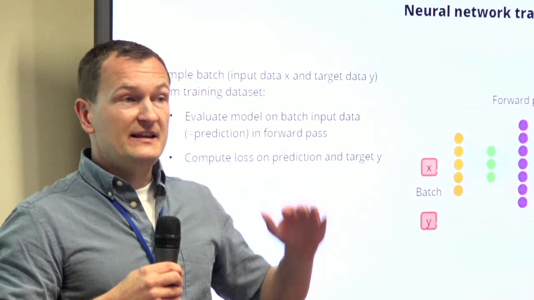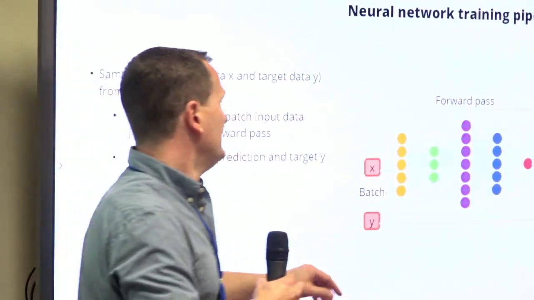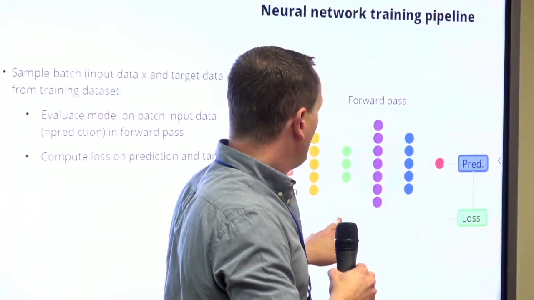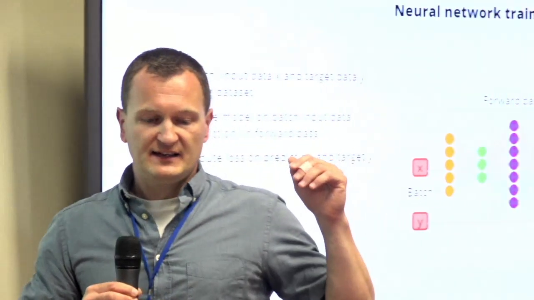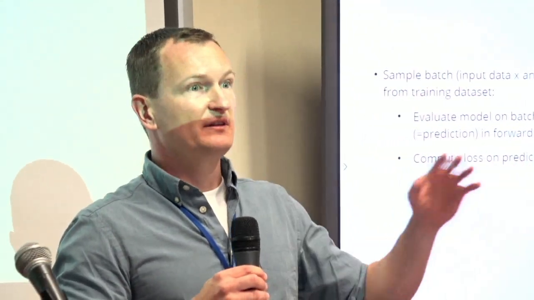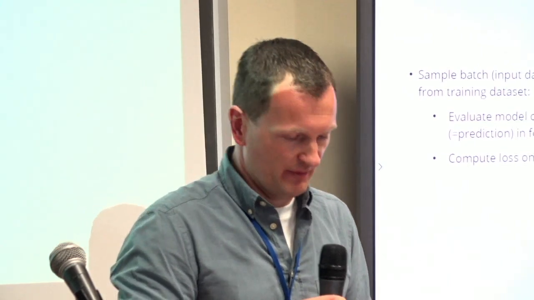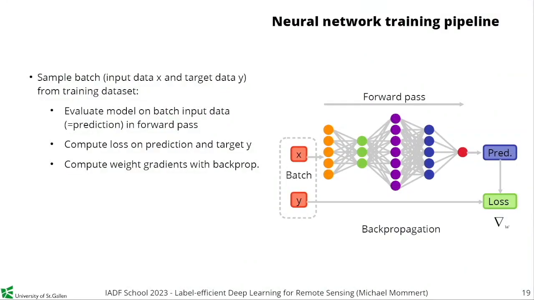Okay? In the end, the result of this entire training process and this entire pipeline will be that we end up with a model that performs well and performs with a low loss on examples that we provide to it. Okay, that's what we want. Okay, so we have the loss. Now, what do we do with the loss?